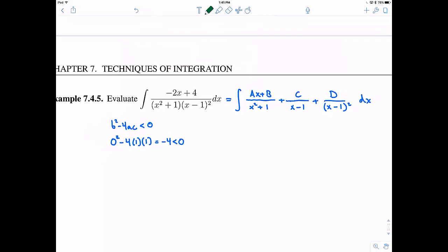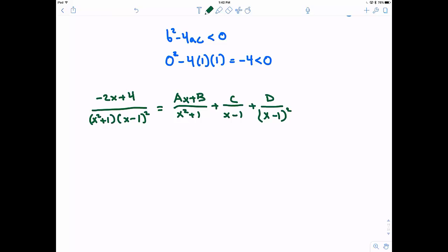So let's assume that these things are equal. That is, we have -2x plus 4 over this denominator, which is x squared plus 1 times x minus 1 quantity squared, and this is equal to my right-hand side: ax plus b over x squared plus 1, plus c over x minus 1, plus d over x minus 1 quantity squared. Okay, let's multiply through by the LCD, the lowest common denominator, which is x squared plus 1 times x minus 1 quantity squared. So on the left-hand side, we just get -2x plus 4.